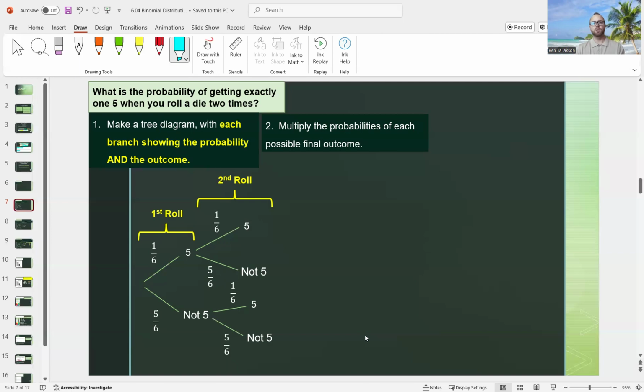Step 2, multiply the probabilities of each possible final outcome. Let me be specific. What we're talking about is rolling a 5 and then a 5, or a 5 and then something else, or something else and then a 5, or not a 5 either time. That's what we're talking about. Those are all the possible outcomes.